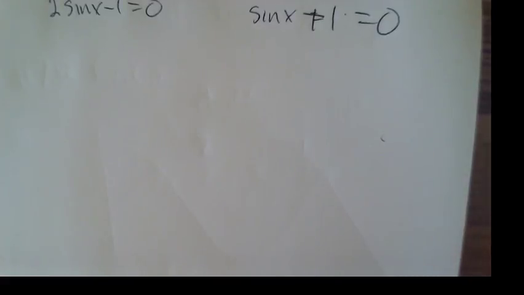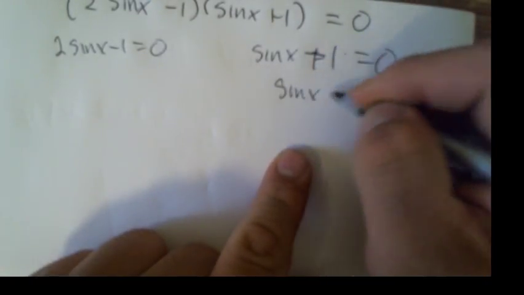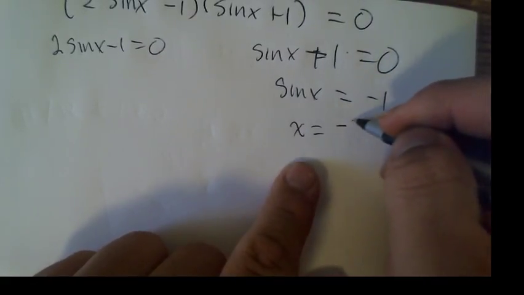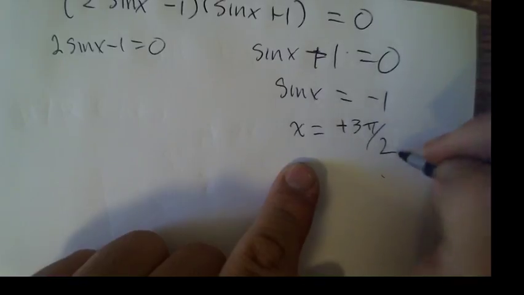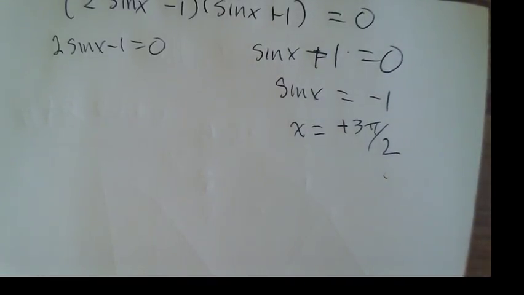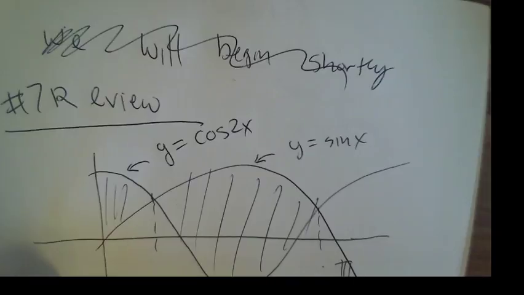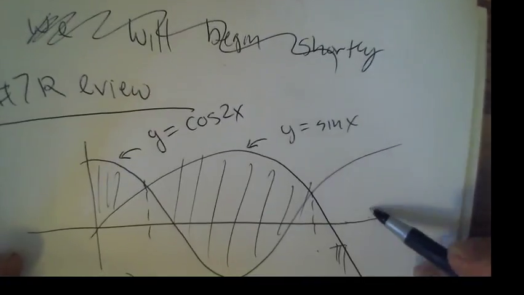Okay, so looking at this one here, sine x plus 1 equals 0, that means sine of x is equal to negative 1. And that happens when, well, the first time it happens is when x is equal to 3 pi over 2. All right, now if you look at the graph that was given to me, and I don't have it, well, let's take a look at what I have here. Okay, so what we see here is 3 pi over 2 is somewhere out here.